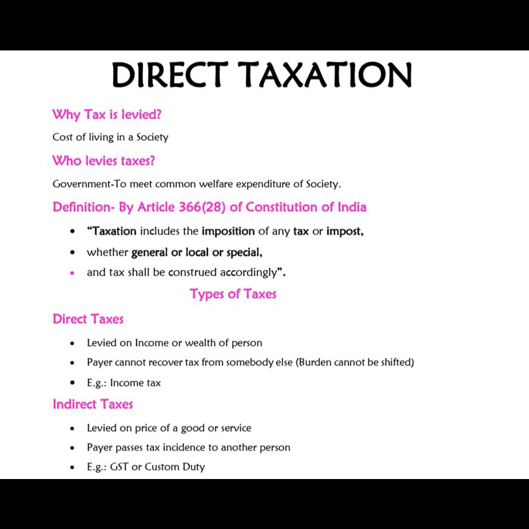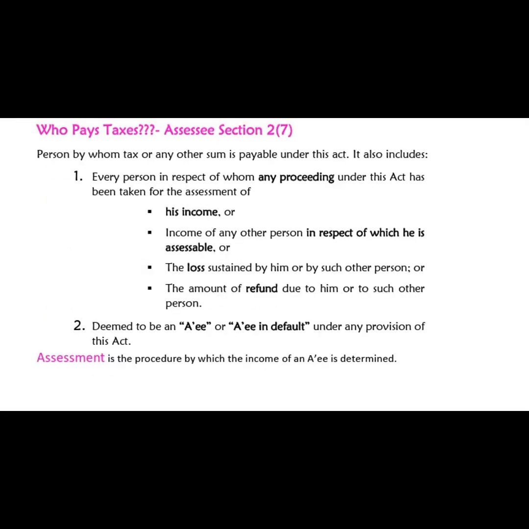That is, the burden of tax cannot be shifted to another person. In case of indirect taxes, payer passes the tax incidence to another person. The burden is shifted to another person. A good example of direct tax is income tax, whereas GST and customs duty serve as good example for indirect taxes. Coming to the next slide.